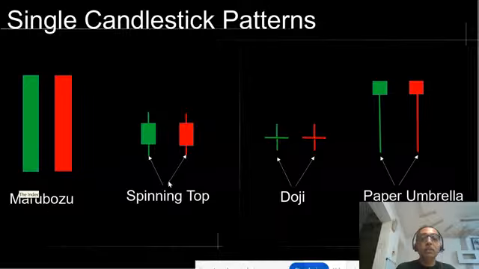Another is called a spinning top. These are relatively smaller candles compared to this, right? Spinning tops and doji, right? These are smaller candles. Spinning tops usually are called pause candles. So if there is a green candle and after that this small green candle appears, right? There is a high likelihood that it would continue.